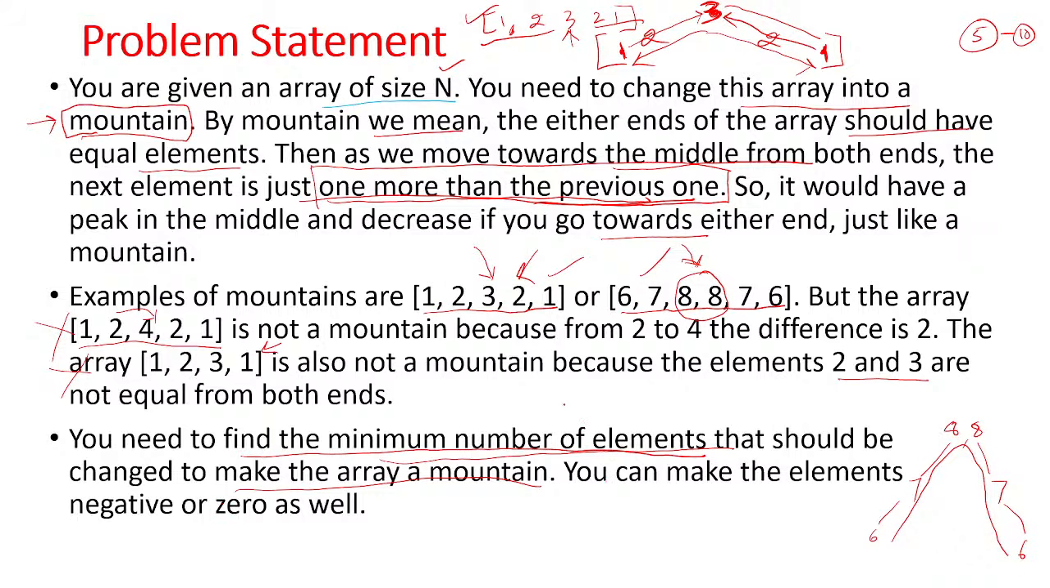Okay, so how many minimum number of elements you need to change so that the given array becomes a mountain array. You can make the elements negative or 0 as well. That means you can change the elements to negative numbers, or you can also convert them into zeros. If you convert them into negative numbers and zeros, then it should become a mountain array. So how many such minimum changes are required, that is the task in this problem.